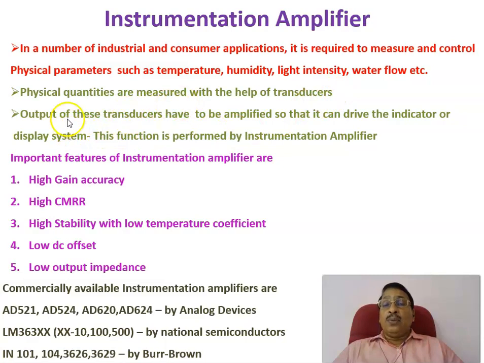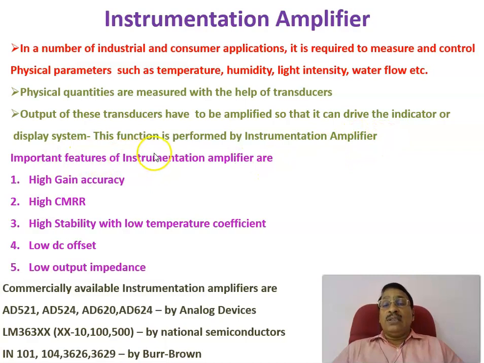The output of these transducers has to be amplified because the magnitude would be very low, maybe in the range of millivolts. That has to be amplified so that it can drive the indicator or display system, and this function is performed by the instrumentation amplifier. The transducer converts the physical quantity into an electrical quantity whose magnitude is very small, and these voltages are amplified using an instrumentation amplifier.